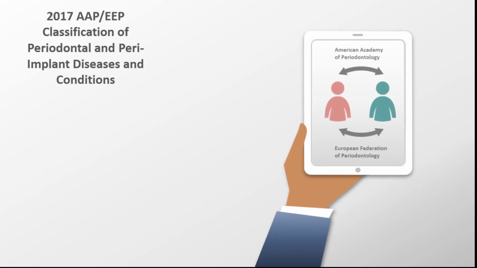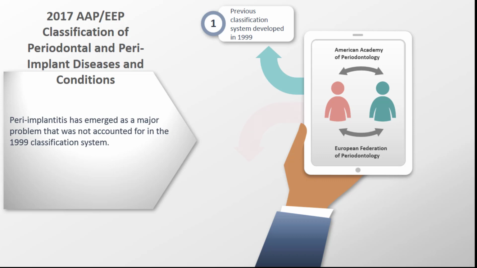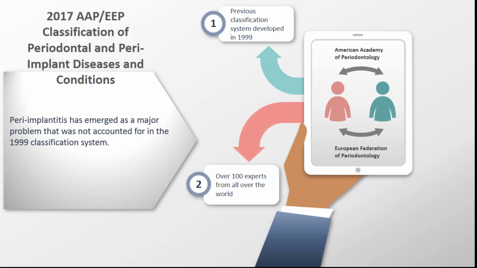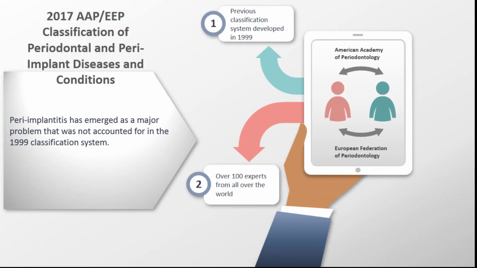So back in 2017, the American Academy of Periodontology and the European Federation of Periodontology came together for one big meeting to completely revise the old periodontal classification system. The old system had not been redone since 1999. So more than 100 experts from all over the world came and completely revamped the periodontal classification and disease categories.